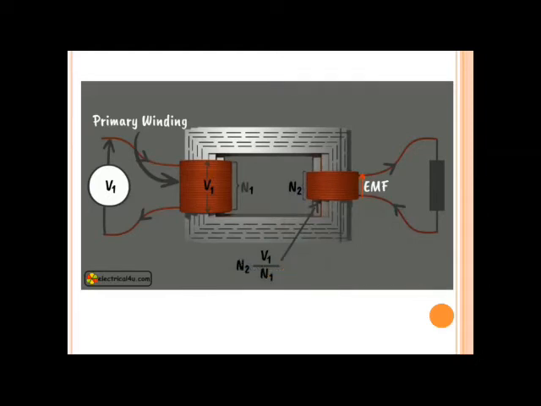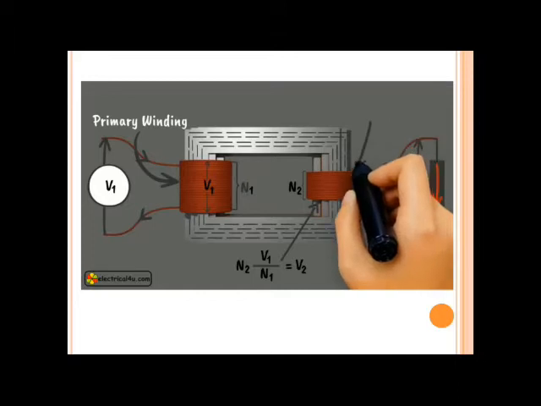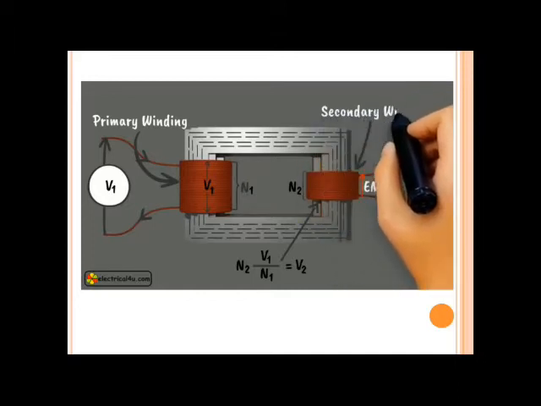In the second winding, the voltage V2 is induced. And due to the voltage, there will be current flowing in the second circuit. Normally, in the transformer, the second winding is connected to the load circuit. This winding is referred to as secondary winding.